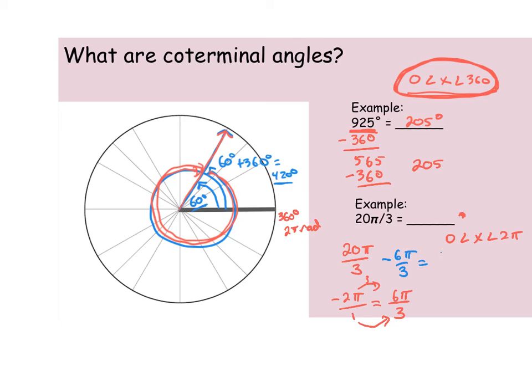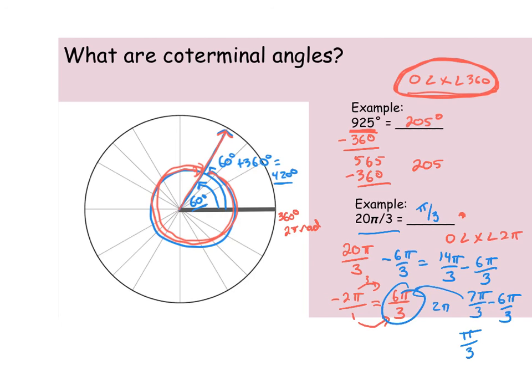So if I start off here, I'm going to go ahead and subtract 6 pi over 3, and that will give me 14 pi over 3. Well, I know 6 pi over 3 is 2 pi, so it has to be less than 6 pi over 3. So that means I need to subtract again. So I'm going to subtract 6 pi over 3 again, and that will give me 7 pi over 3. That's still a little too big because 7 is bigger than 6. So I'm going to subtract 6 pi over 3 again, and that will leave me with just pi over 3 radians. And that is coterminal with 20 pi over 3.